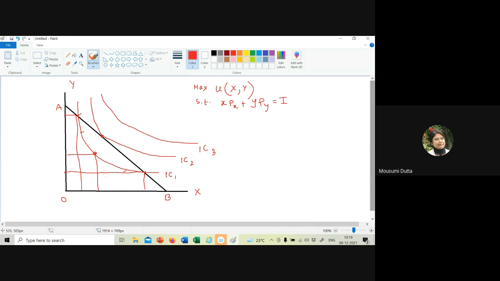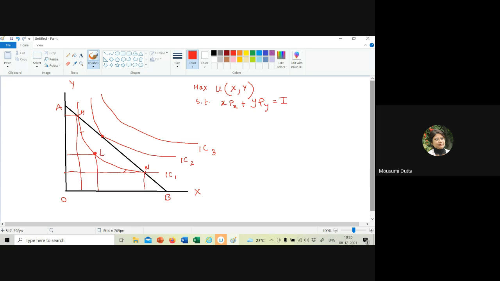A point like say M, where the indifference curve is cutting the budget line, or a point like say N, again where the indifference curve is cutting the budget line, or a point like L: among these points, the consumer will remain indifferent. So none of the points is giving us the utility maximizing solution, because the utility maximizing solution will be a unique one.